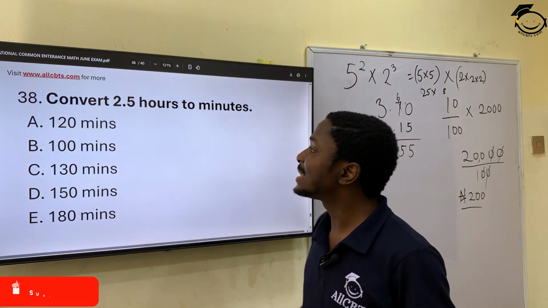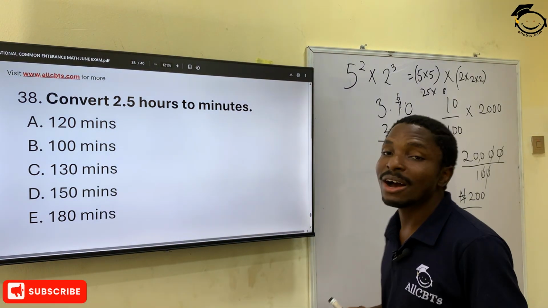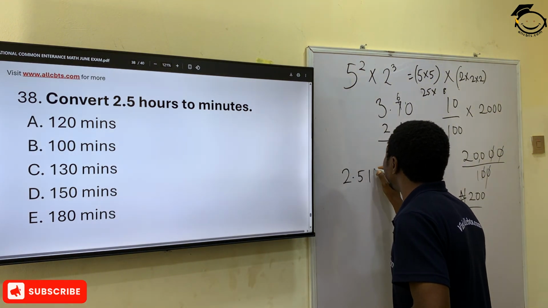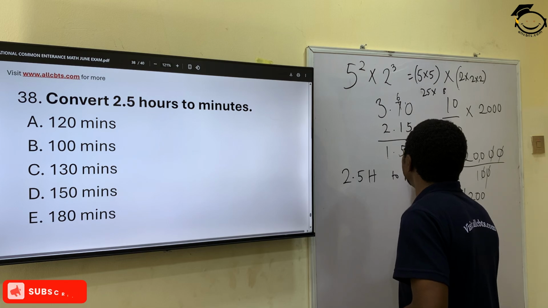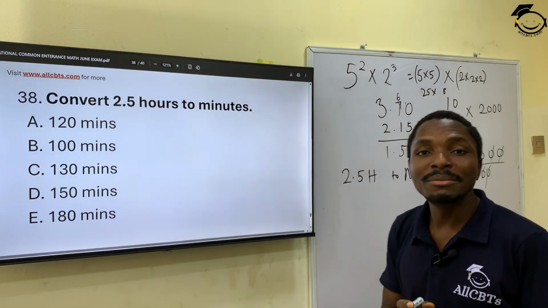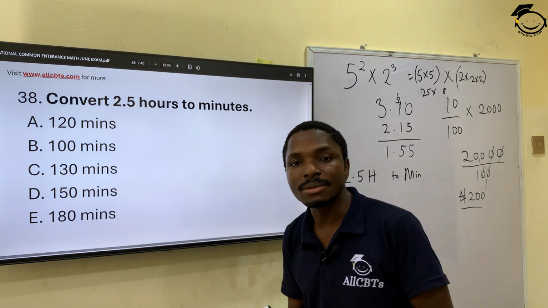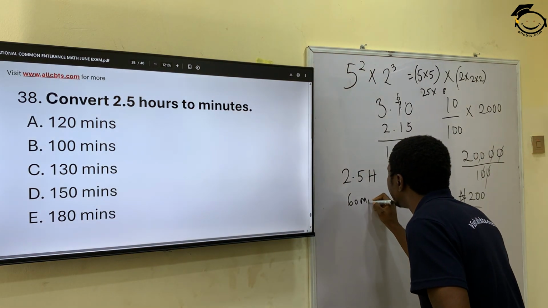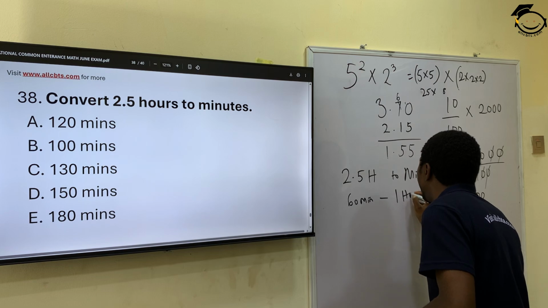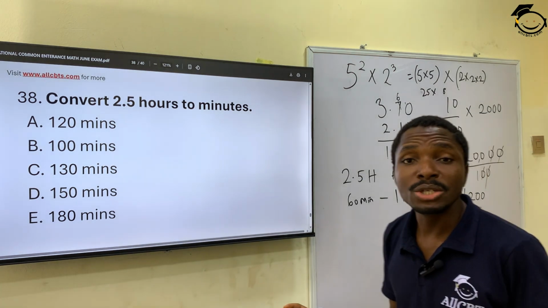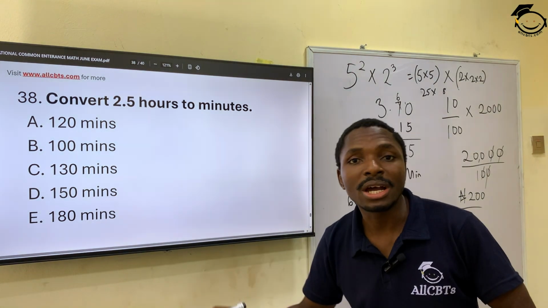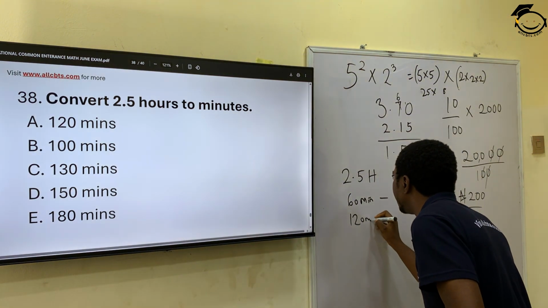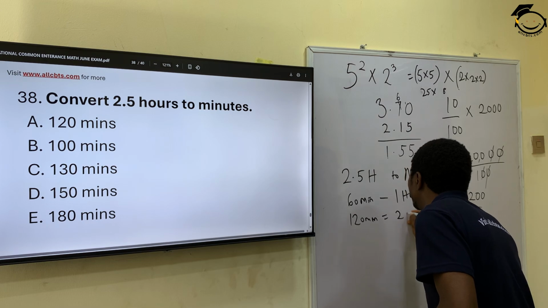Question 38. Convert 2.5 hours to minutes. So 2.5 hours to minutes. Now, how many minutes make 1 hour? 60 minutes make 1 hour, right? So 60 minutes equals 1 hour. What about 2 hours? How many minutes will be in 2 hours if 60 minutes is in 1 hour? That's 60 times 2, right? So 120 minutes in 2 hours.